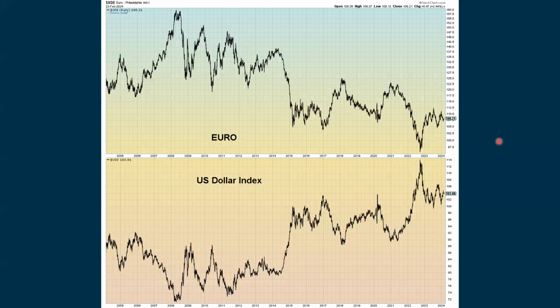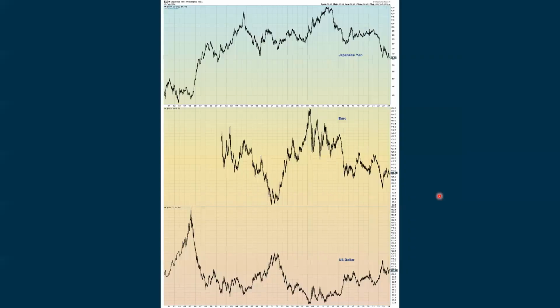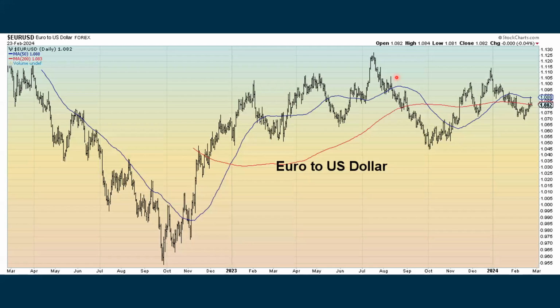Then we look at the euro, which has been declining when compared to the US dollar index. We also keep an eye on the Japanese yen, which is in a downtrend. And then I have a breakout chart.